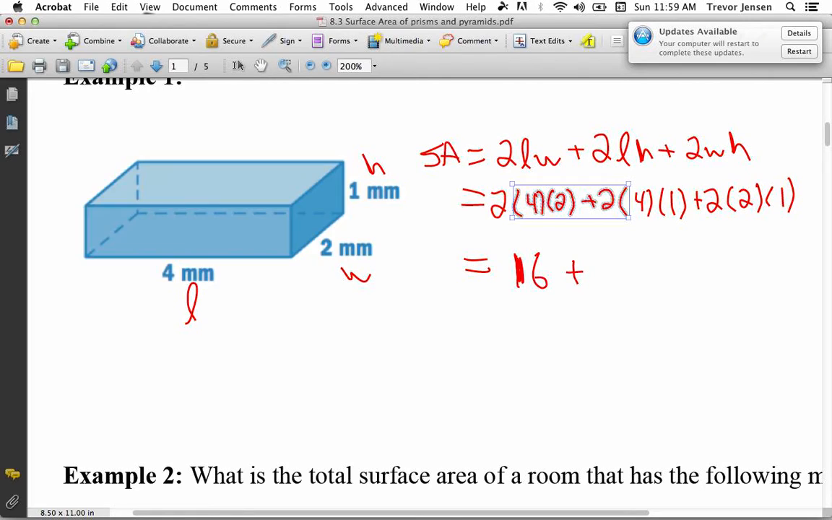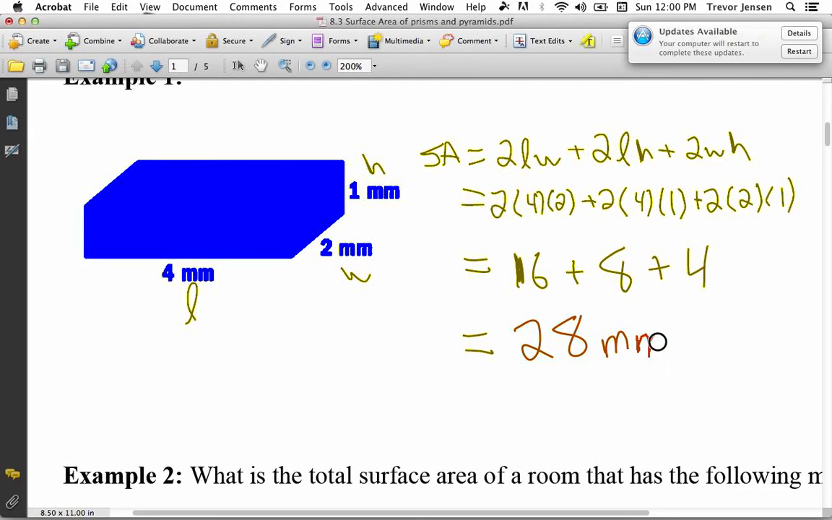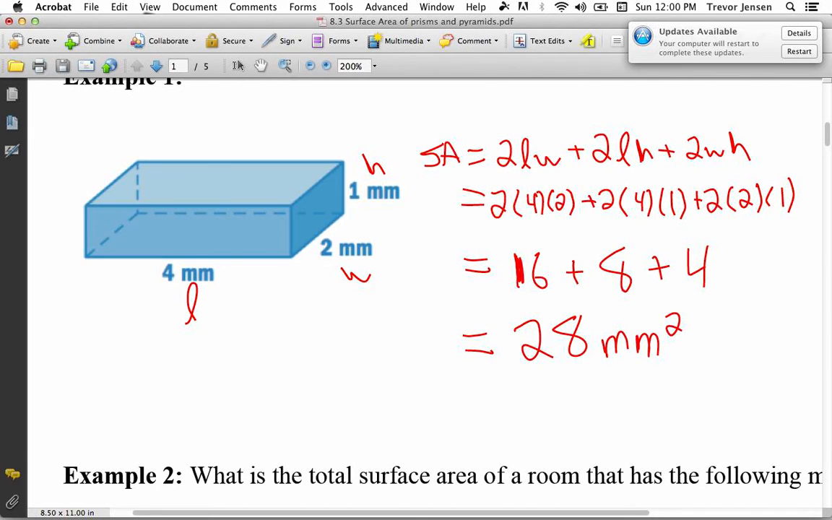Plus 2 times, so remember, order of operations tells you to do all the multiplication before any of the adding. So I've done this product, 2 times 4 times 2, that gave me 16. 2 times 4 times 1 gives me 8, plus 2 times 2 times 1 gives me 4. Now I can do the adding. 16 plus 8 plus 4 gives me 28, and I'm in millimeters, and whenever you're doing surface area, you're always in units squared. Okay, so 28 millimeters squared.